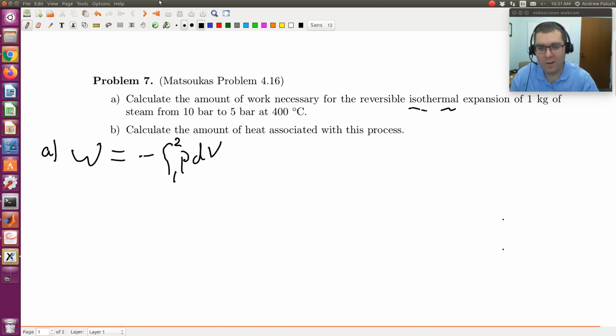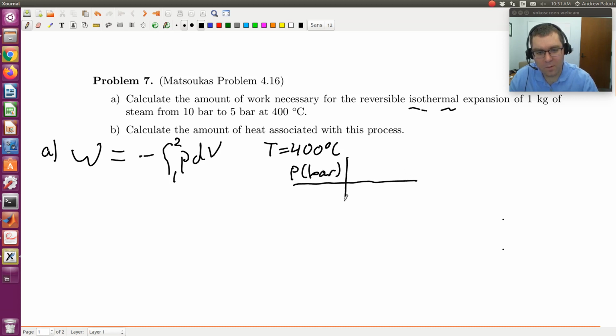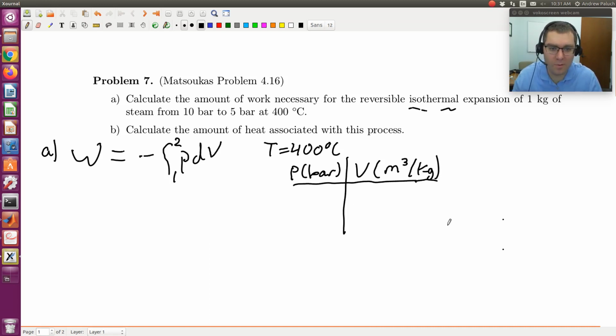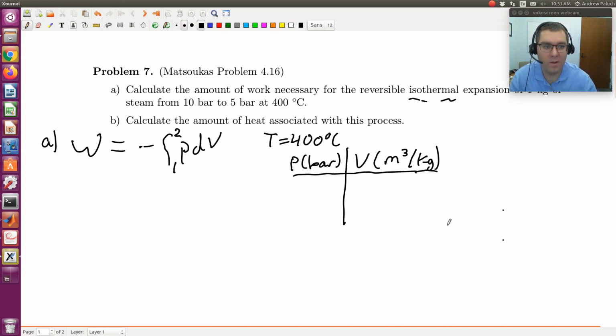So at 400 degrees C, I could go to my superheated steam tables and get data for P in bar versus specific volume in meters cubed per kilogram. We had a problem like this in chapter 3, and then I could use, say, the trapezoid method to numerically integrate. That would work, and all would be good. So that's option 1.